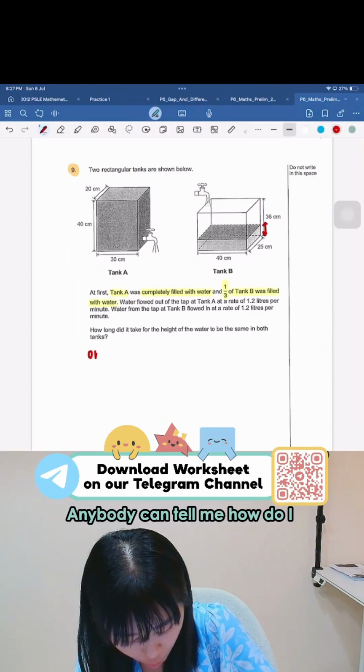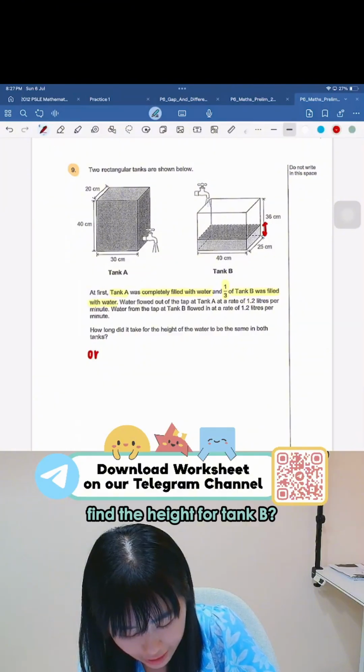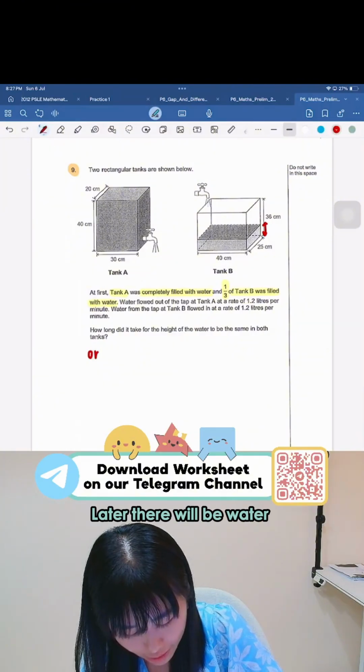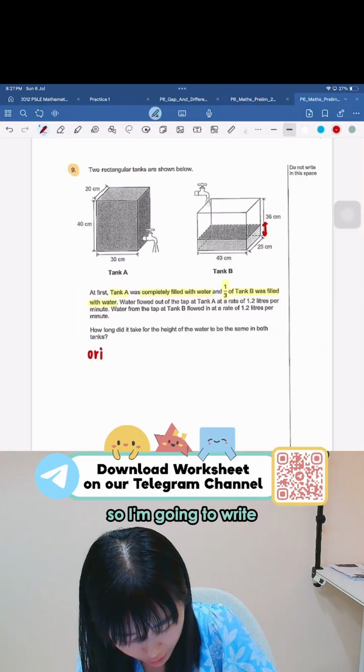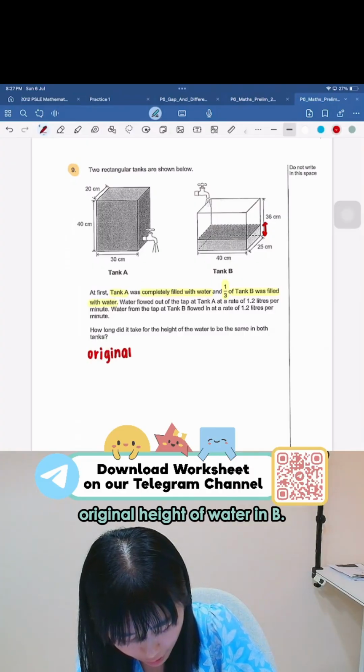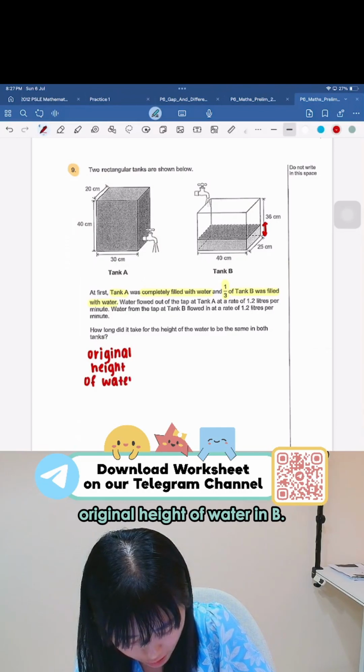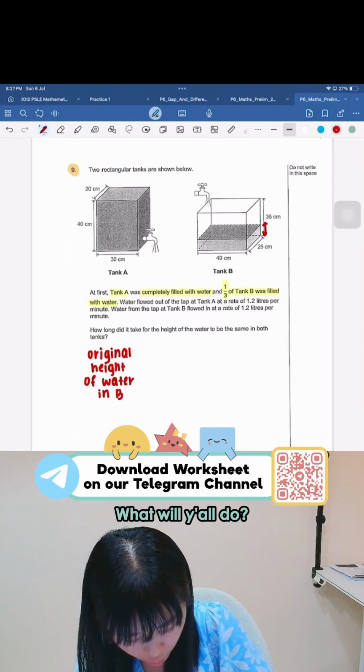Anybody can tell me, how do I find the height for tank B? And later there will be water flowing out, so I suppose the height will change. So I'm going to write original height of water in B. Okay, what will y'all do?